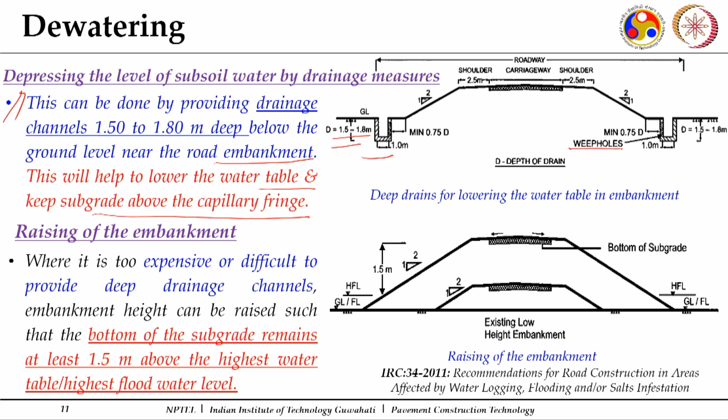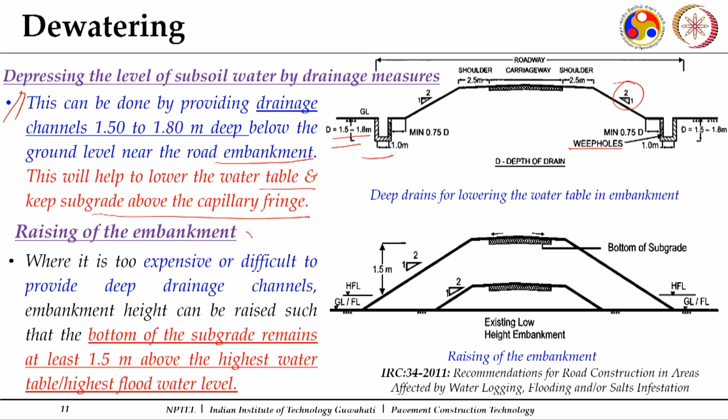So this is one way we have. In these deep drains, we have weep holes. They are to be kept at a distance of around 0.75 meter of the depth of these drainage channels. Here you can see the slope is 1 vertical to 2 horizontal, which is mentioned here. So this is one way in which we can lower down, because the water will enter here and will move out. So we are trying to lower down the water which is present in the subsoil.